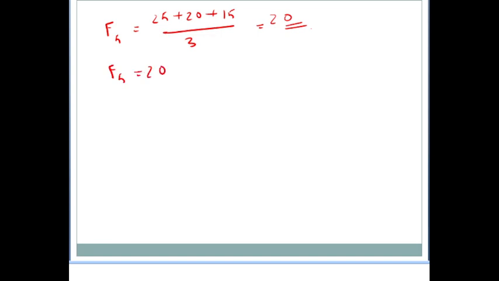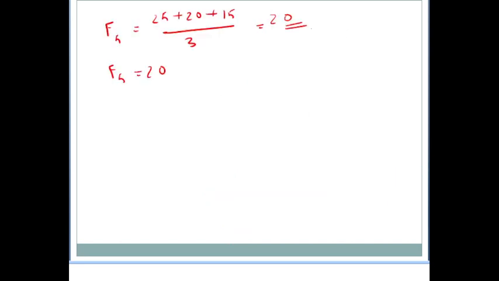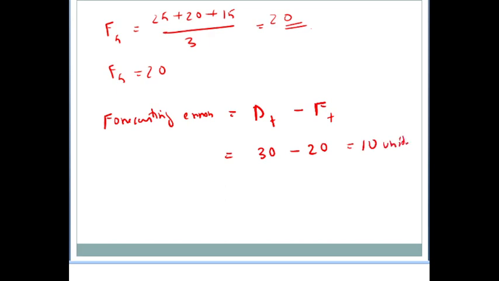But let's say the actual sales in the fifth month is 30. So actual sales is 30, but the forecast is coming to be 20. So what will happen? Here we will be having a forecasting error. The formula is forecasting error is equal to dt minus ft. In case of the fifth forecast, the forecasting error will be 30 minus 20, that is 10 units.